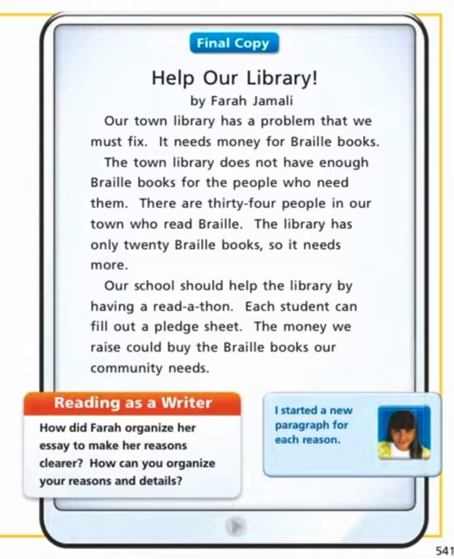Reading as a writer. How did Farah organize her essay to make her reasons clear? How can you organize your reasons and details? I start a new paragraph for each reason.